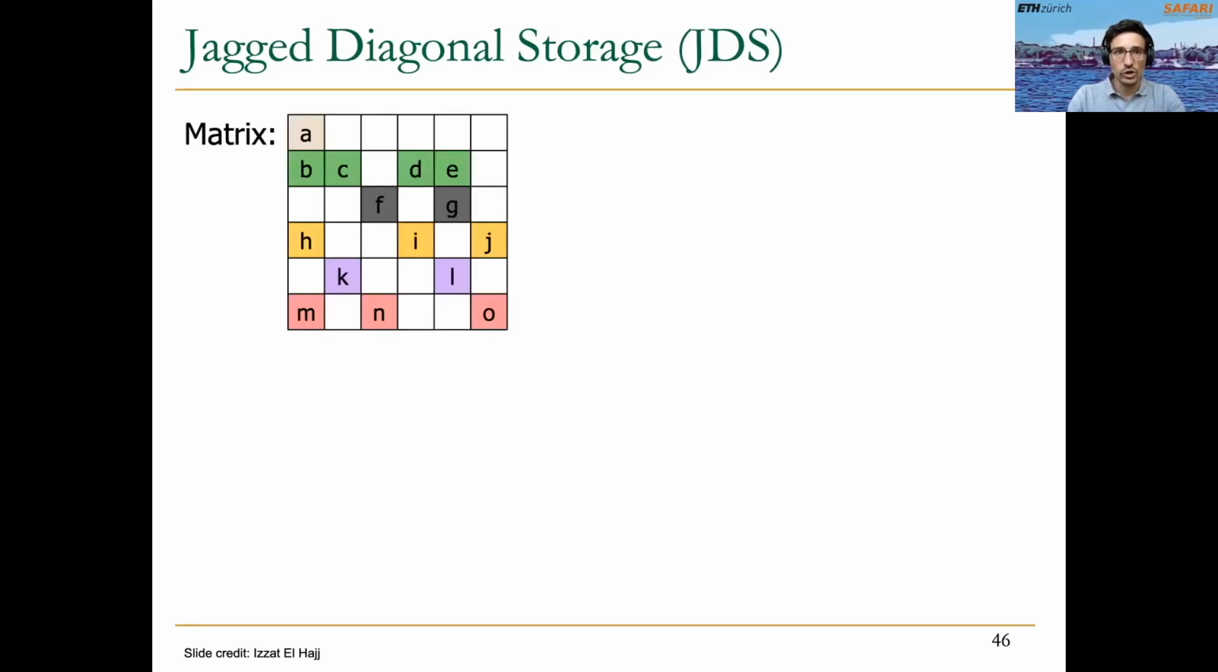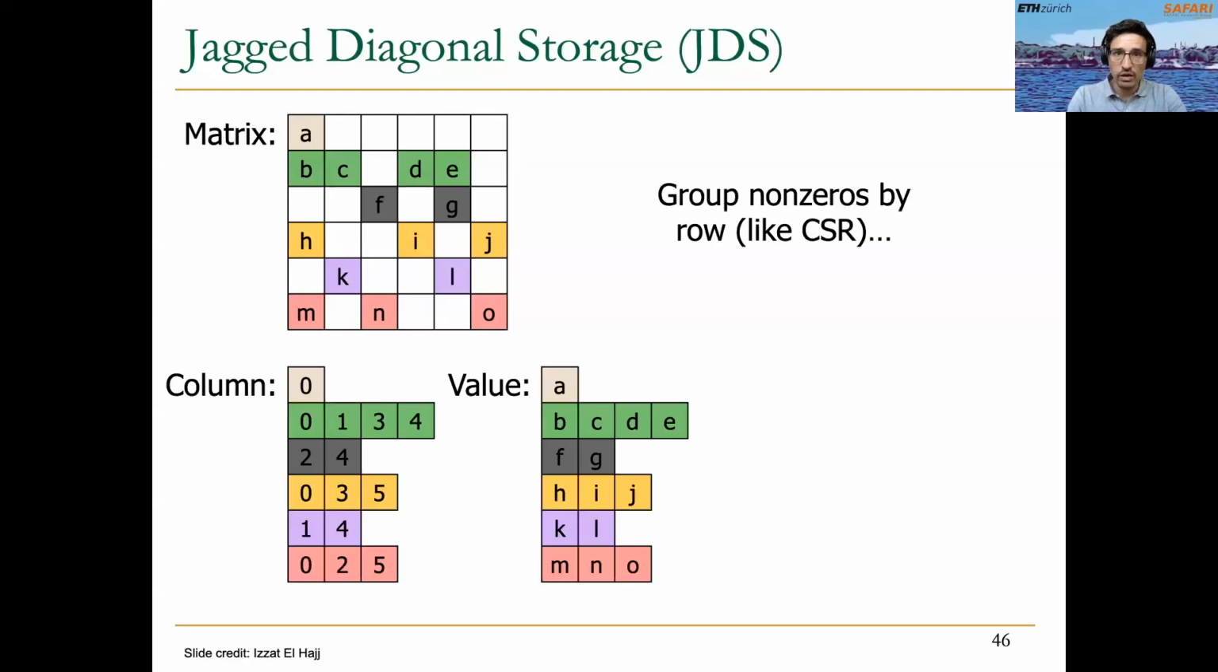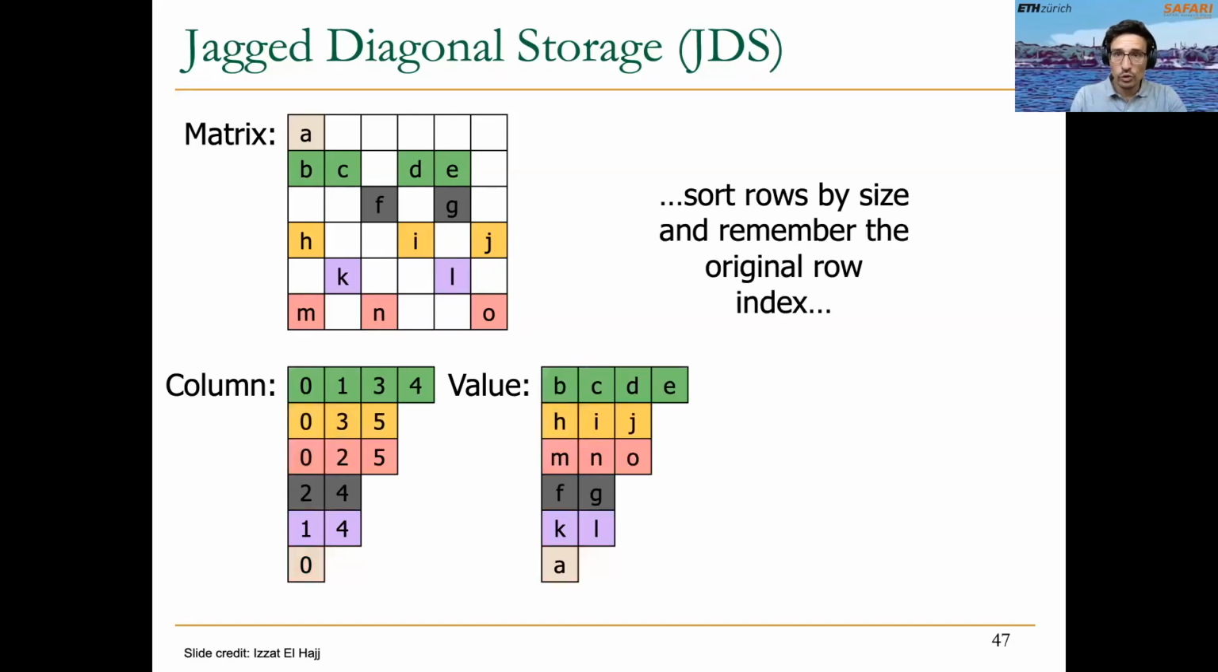As you see, this is our input matrix. And again, we are going to group non-zeros by row, same as we did with CSR. But after doing that, we are going to sort rows by size. And remember, what's the original row index? So we see that this is the longest row. This longest row is going to be on top of this structure of column index and non-zero values, but we also have to store what was the original row index.